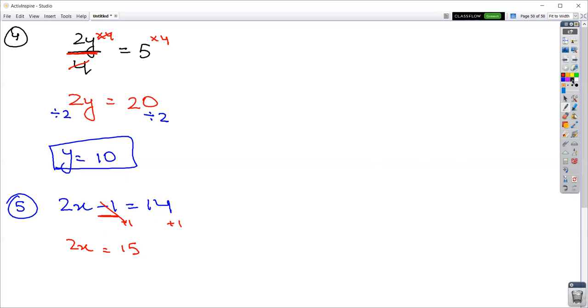Now you're going to try to get rid of this 2 which is written with x. So divide by 2 on both the sides. And when you divide by 2 on both the sides, it would be 15 over 2. So the half of 15 is 7.5. You can even write down your answer in the decimal form.